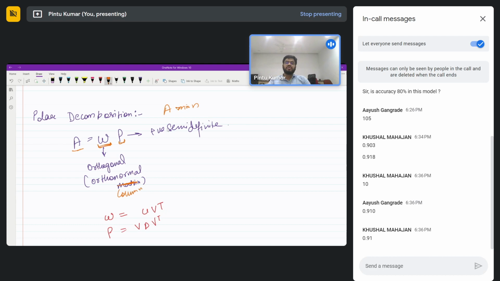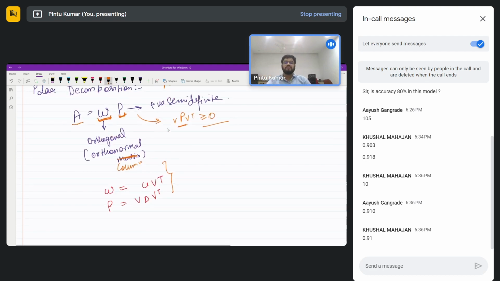And the second matrix that you have is a positive semi-definite matrix. For the positive semi-definite part, what is the property? That for any vector V, V P V transpose is always greater than or equal to 0. Okay, so this is the property of a positive semi-definite matrix. The question is based on just these two properties of your orthogonal matrix and your positive semi-definite matrix. But I'll just include, if you have a matrix A, how do you calculate its polar decomposition?